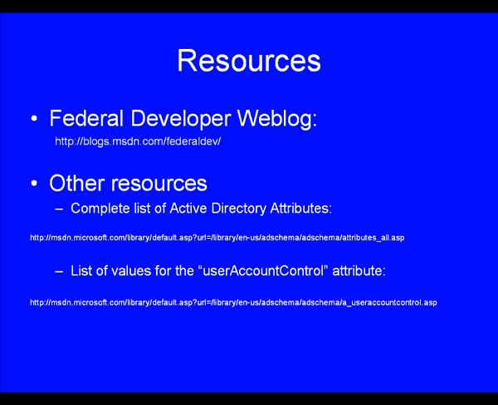And with that, the last thing I want to show you is the resources slide. The first thing I want to point out is the Federal Developer Weblog, where you can find out about this screencast and many other things, including other screencasts. And then the two URL links that I told you about in the demonstration. One is a list of all the Active Directory attributes and the user account control attribute value.